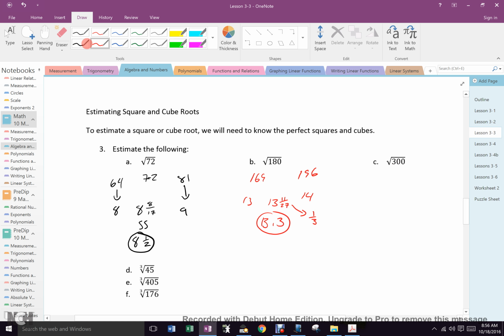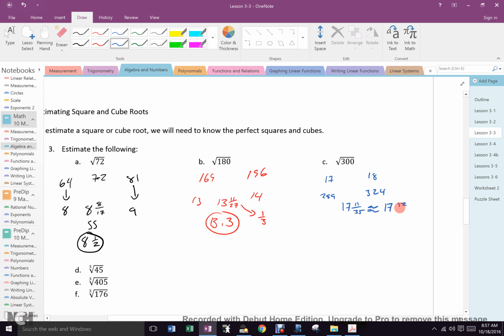Okay, so 300, it's between 17 squared, 289, and 18 squared, 324. Right? 11 out of 35-ish, right? Which is pretty close. So 17 and 11 out of 35, which is pretty close, squiggly equal sign, to 17 and 12/36, which is 17 and 1/3 again. Everybody okay?